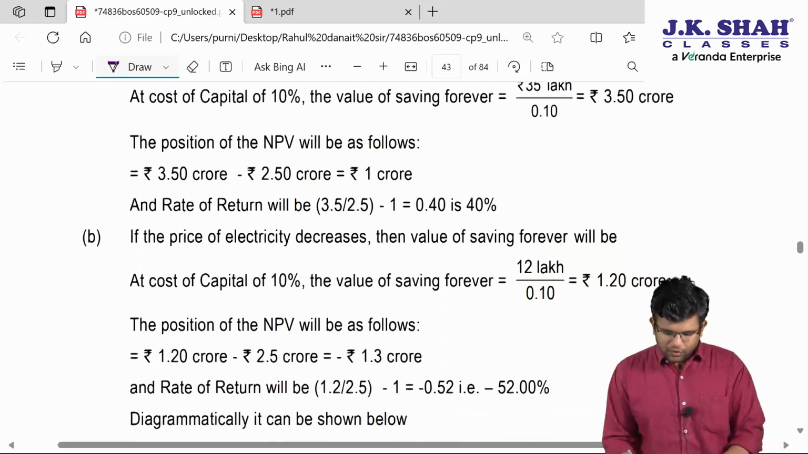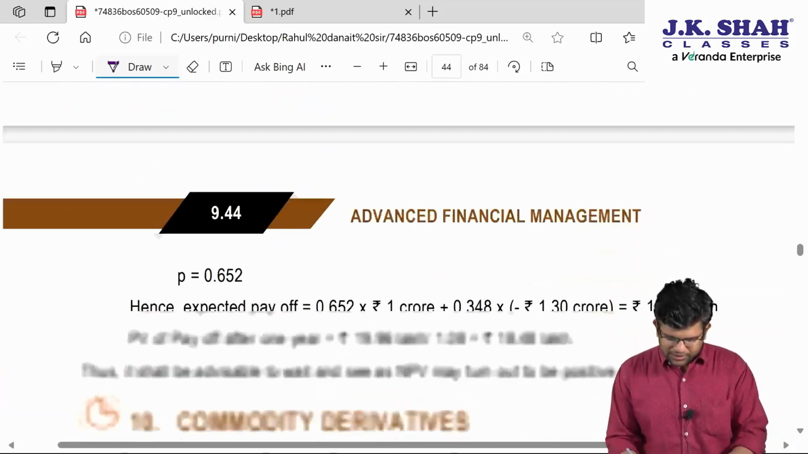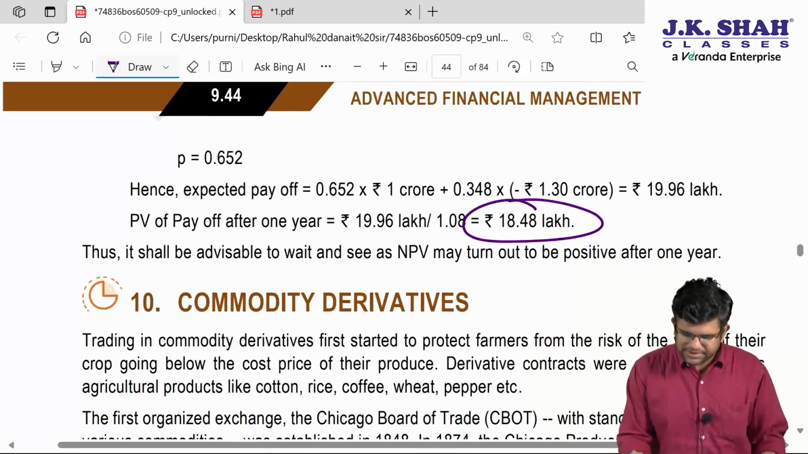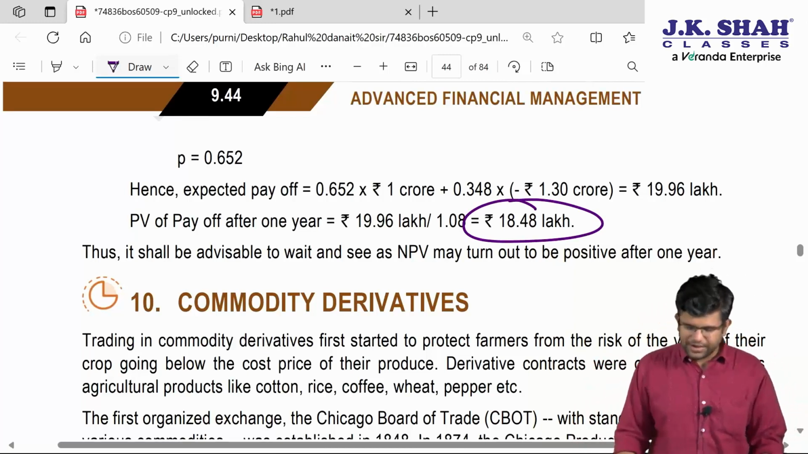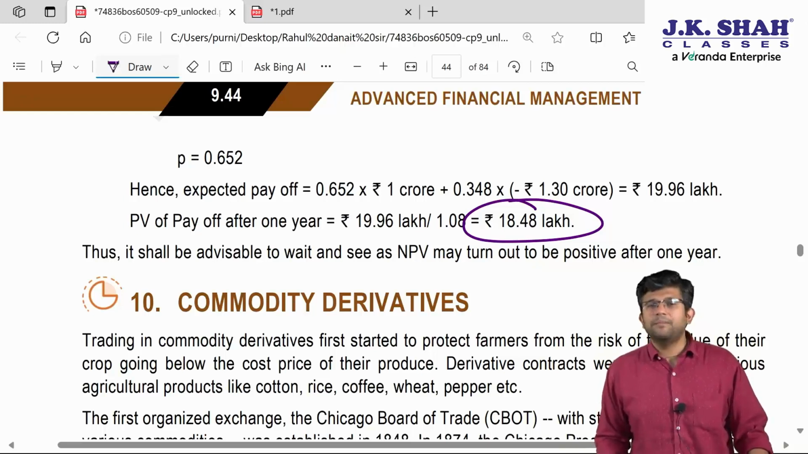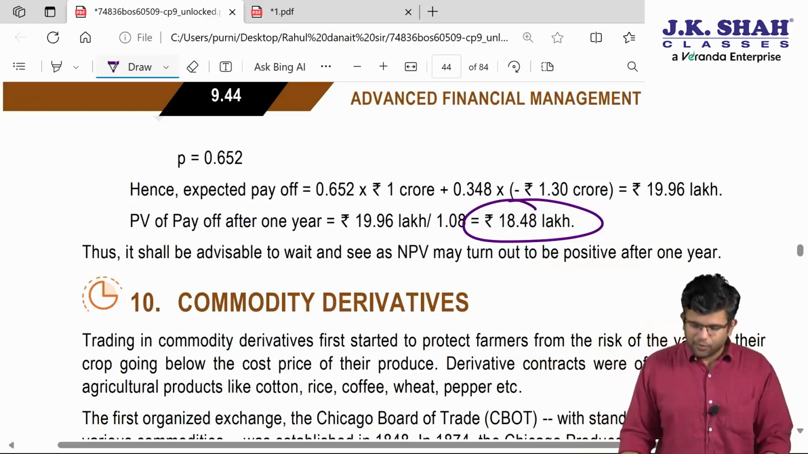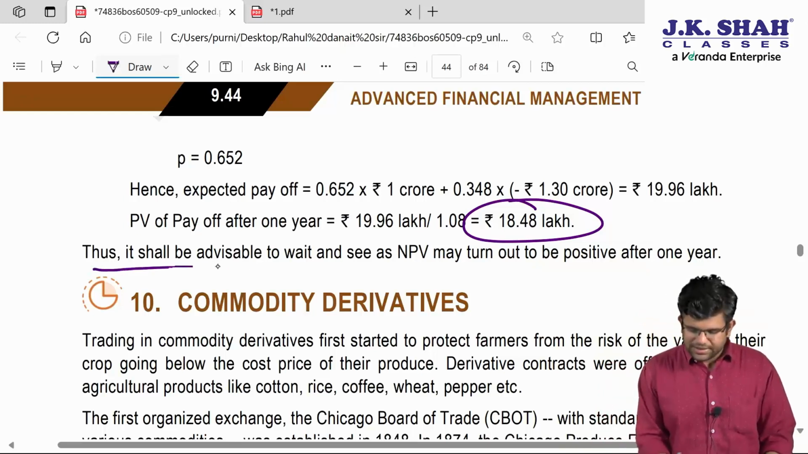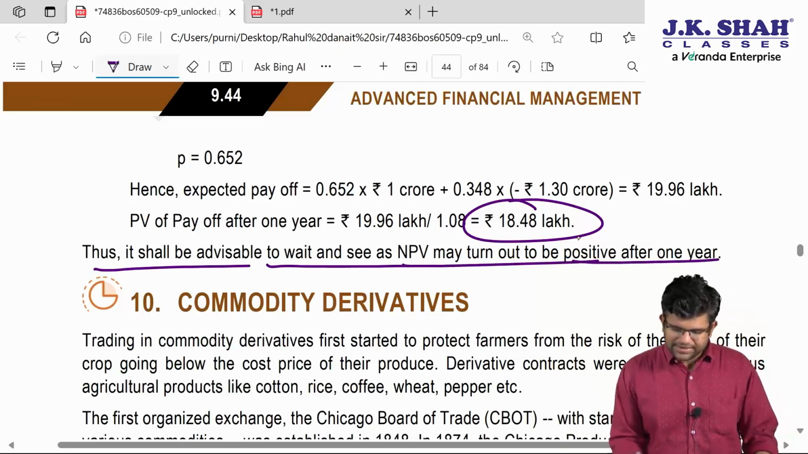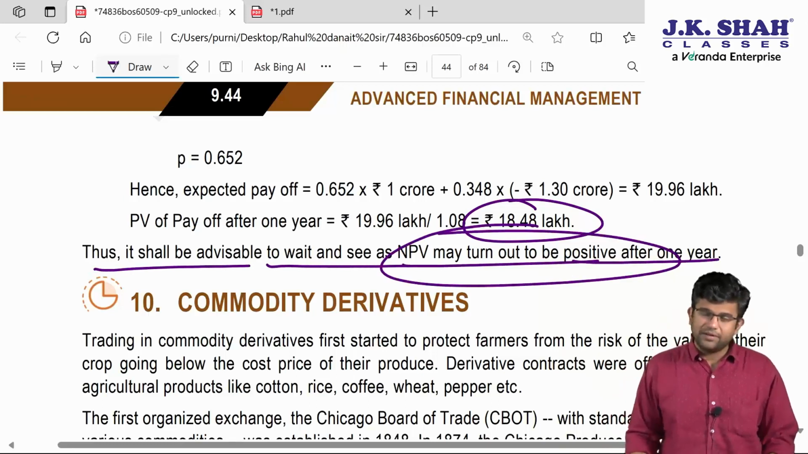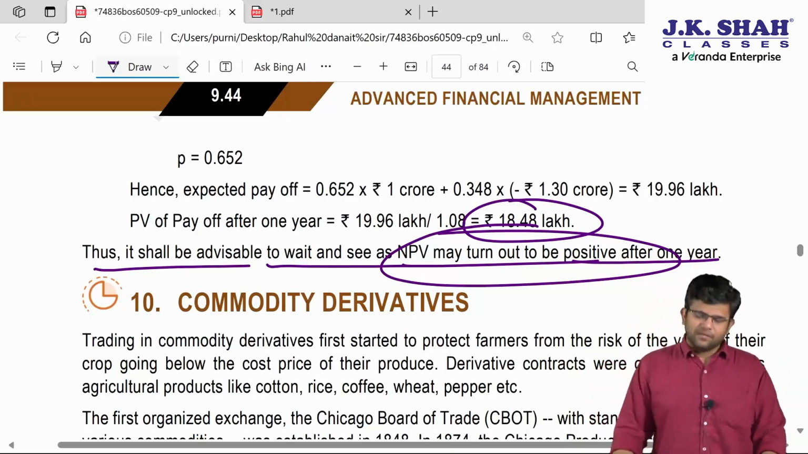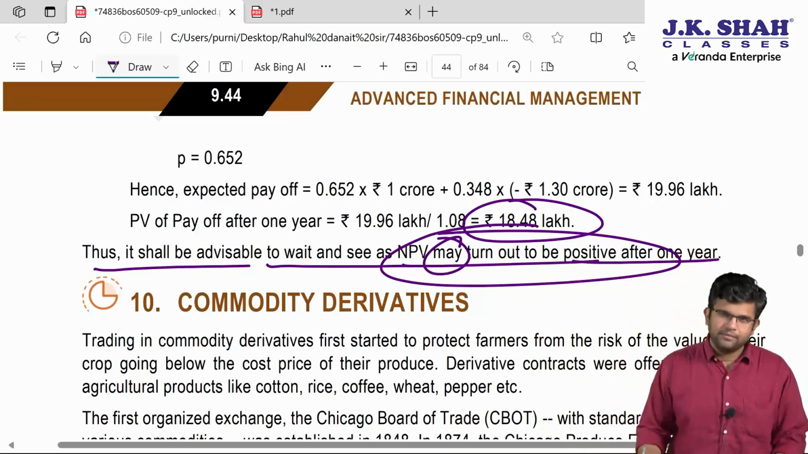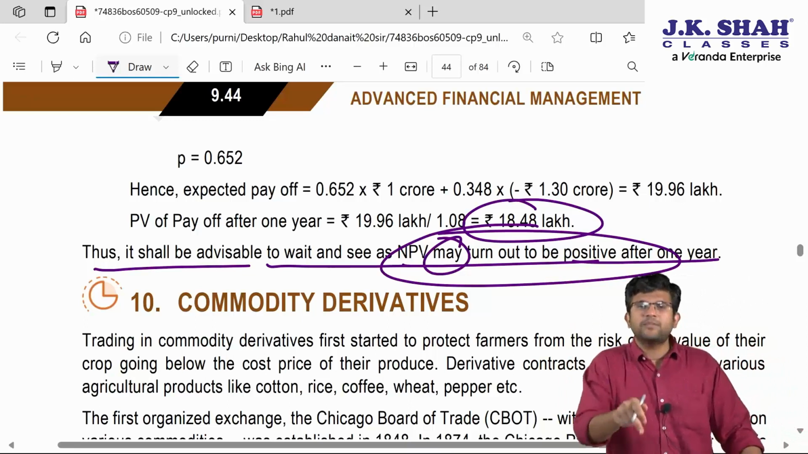After 1 year, do you realize that this is all their calculation they are doing, and after 1 year, if we do that, then the present value turns out to be 18.48. And students, since the NPV is 18.48, it is advisable to wait and see, as NPV may turn out positive after a year. Now students, after a year, why are they using the word may? Why not say go for it, NPV is positive?